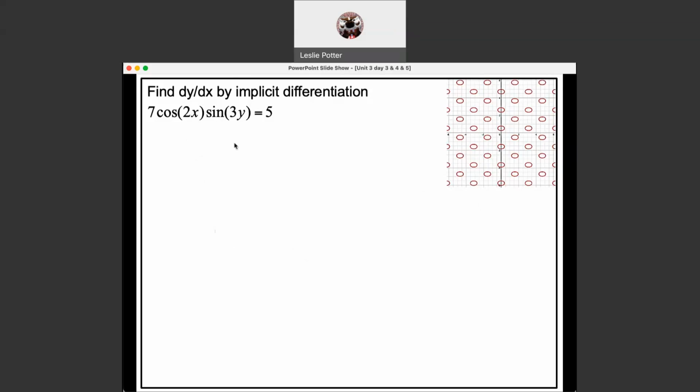Okay, so we're going to solve this implicitly and differentiate this. And so we have a product here. We have a cosine times a sine. So I see a product rule, and then I also see a chain rule because I see brackets, right? I've got a 2x, a linear expression inside a cosine, and I've got a 3y that is inside a sine. So this is linear with respect to y, but we're going to need the chain rule to get it back in with respect to x. So let's just go over that. We've got a product rule, we've got a chain rule.